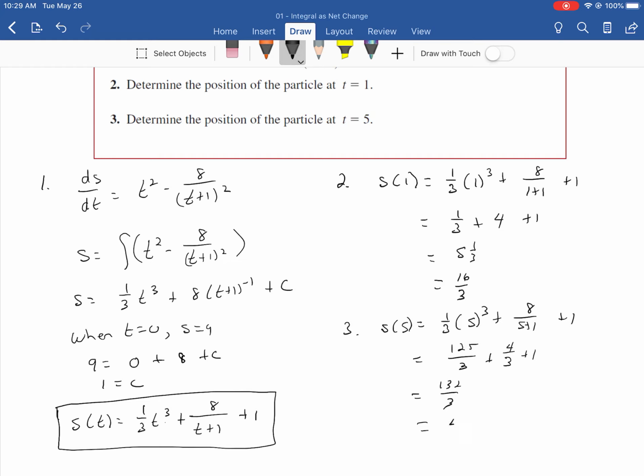132 thirds. When I divide that, I get 44. Same as I did above. So it's just another way of looking at that question using indefinite integrals instead of definite integrals.